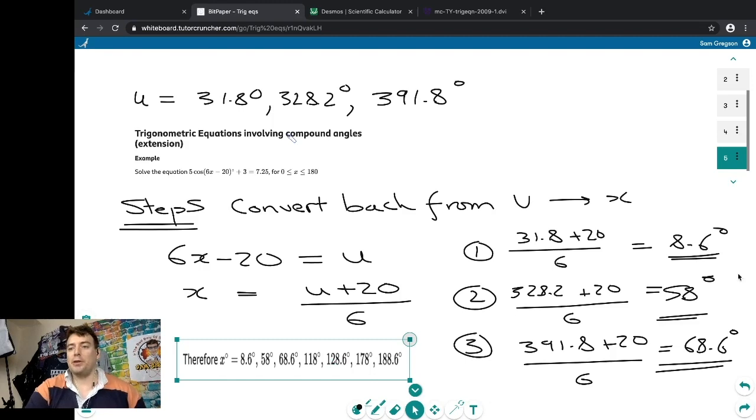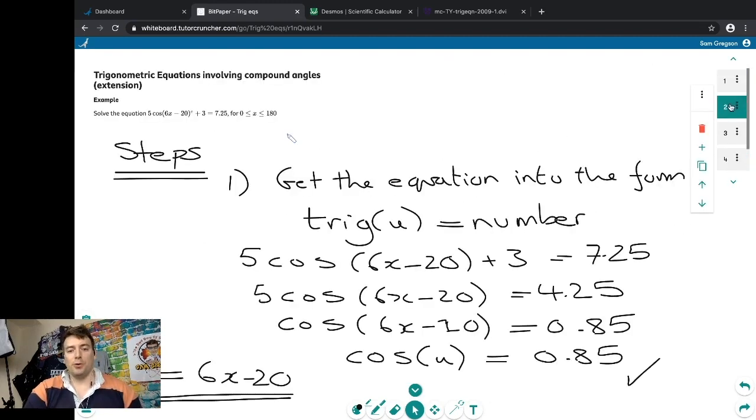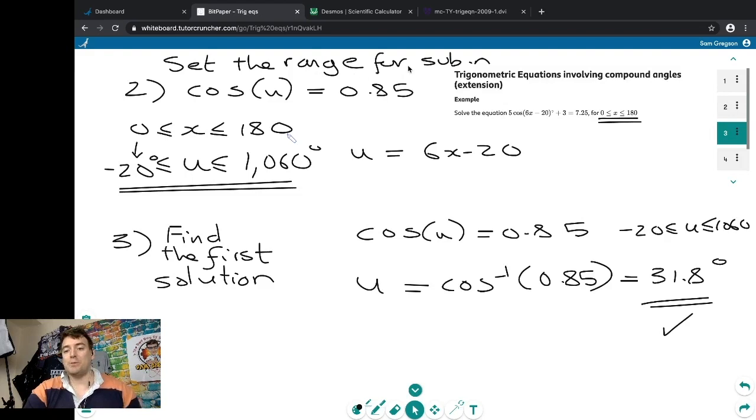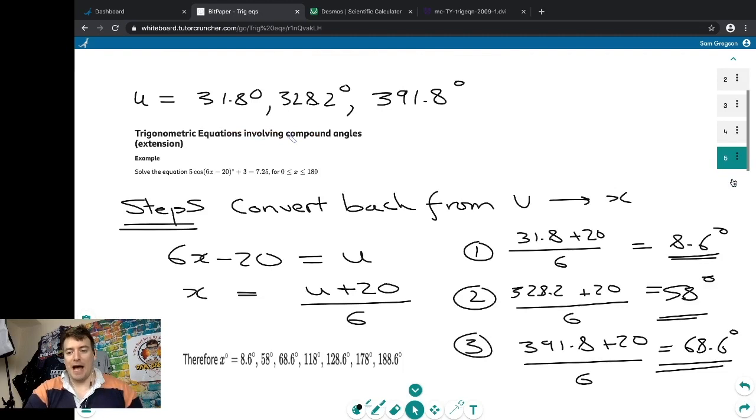So we have to go through those steps. Let's just outline them very quickly because you're going to use them now. First of all, we get our equation into the form trig of u equals a number, by rearranging and using the correct substitution. We set the range based on the substitution by simply doing to the top and bottom values of the range exactly what we do to x. We find the first solution, then we go looking for the additional solutions, and then we convert back.